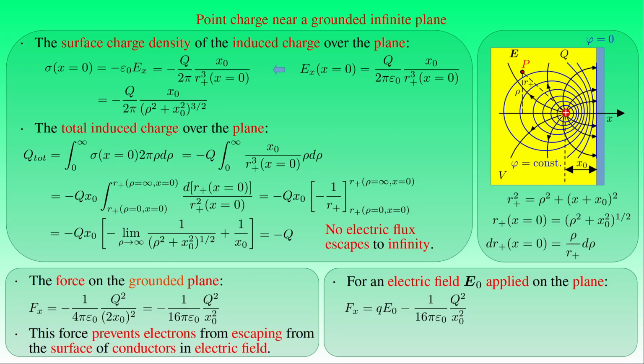That is, the net force is equal to q times the magnitude of the electric field E0, minus 1 over 4 pi epsilon naught, times q squared over the square of 2 times x0. Now x0 denotes the instantaneous distance of the inducing charge and the image charge from the surface of the electrode.